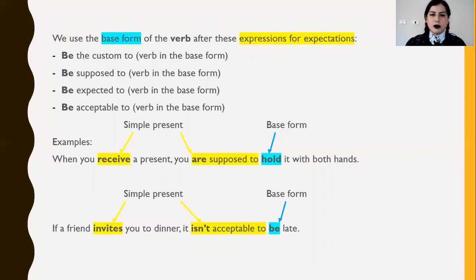So when you receive a present, you are supposed to hold it with both hands. Receive and are are in simple present, and the verb after the expression is in the base form, hold. If a friend invites you to dinner, it isn't acceptable to be late. So for example, invites and isn't are in simple present, but the verb after the expression of expectation is in the base form, be. Okay, so here we're not going to change this verb. It's going to be in the base form.